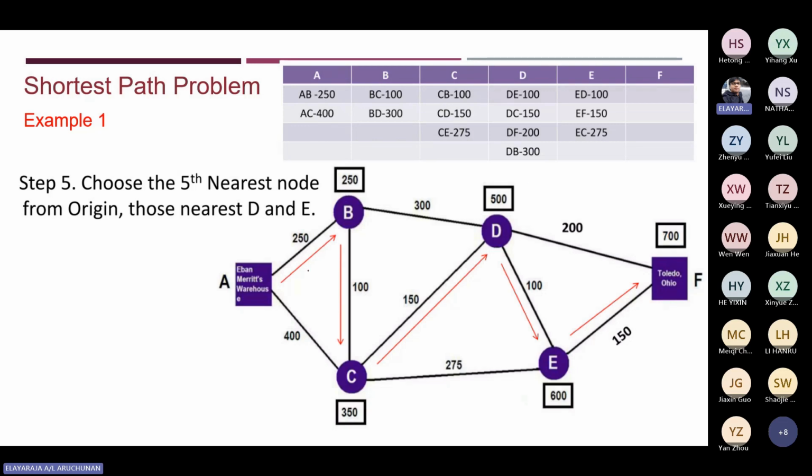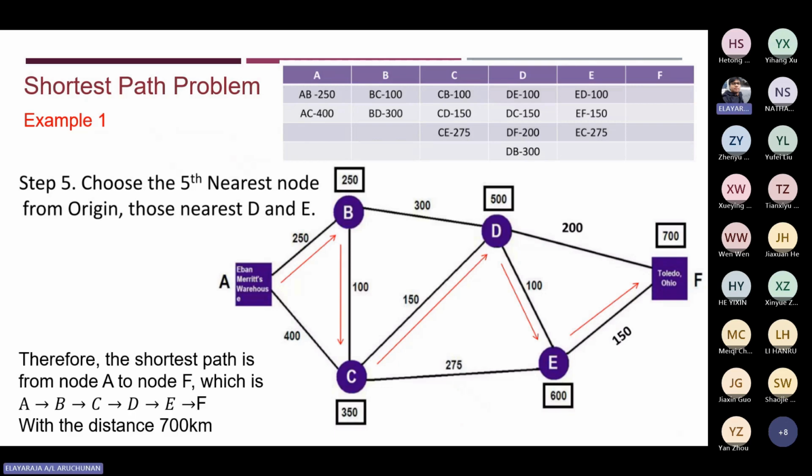So the distance that we choose, when we add it up, we obtain 700 kilometers. Okay, so we can simplify it.